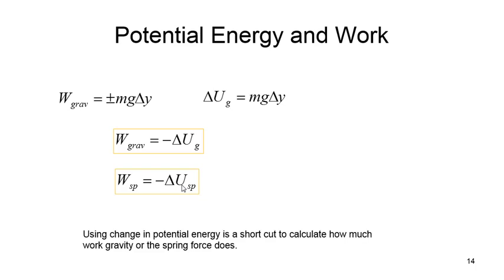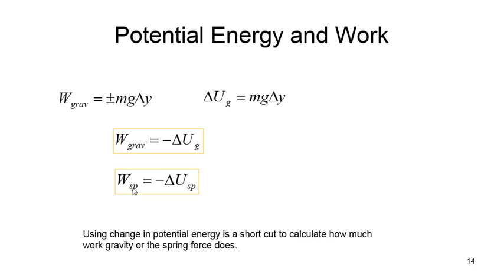So one way we can think about this is that when we use the change in potential energy, when we use delta U, it's a shortcut to calculate how much work these forces are doing, okay? Calculating how much work gravity does is easy. It's just like calculating how the potential energy of the system changes due to gravity. But calculating how much work the spring force does is not easy.